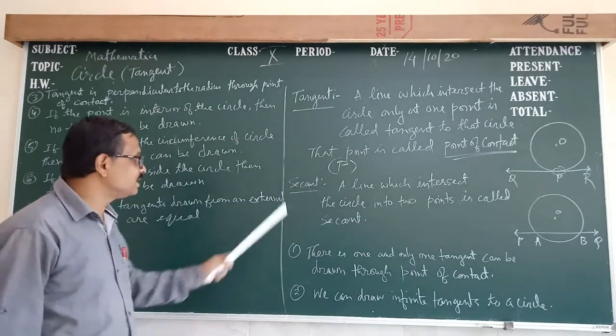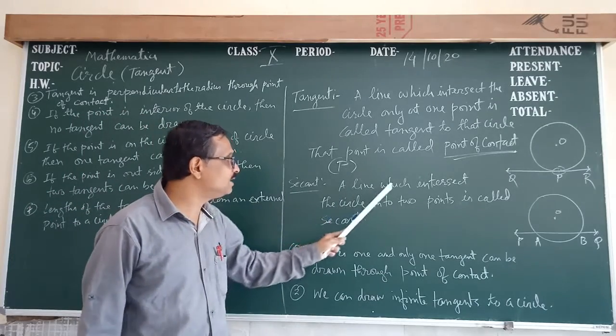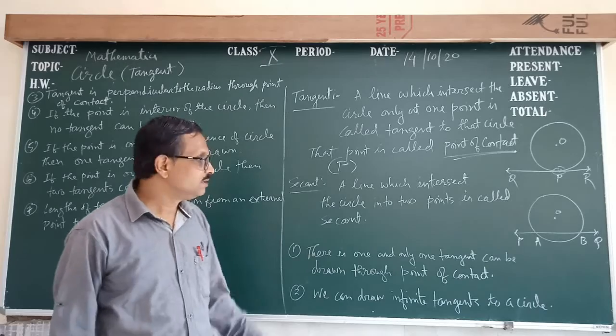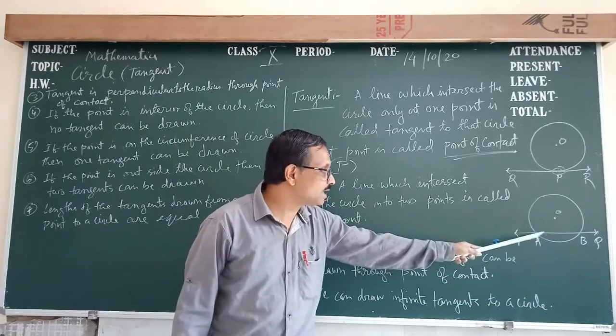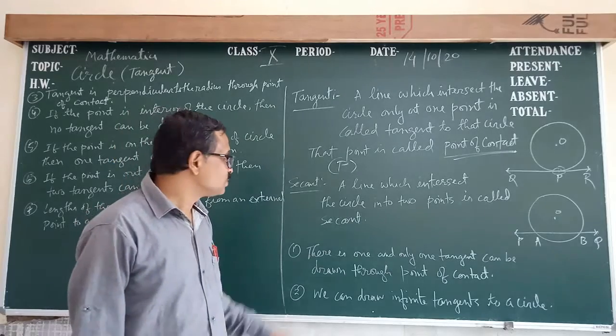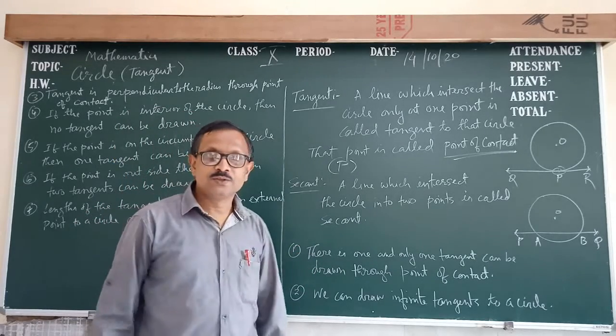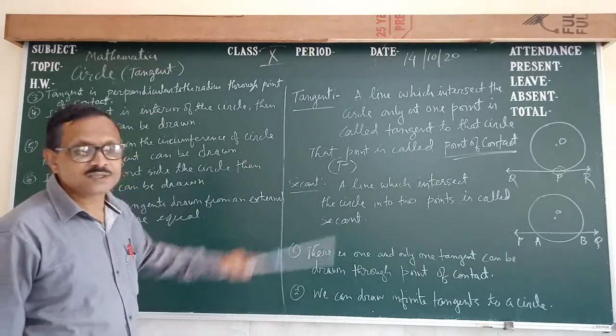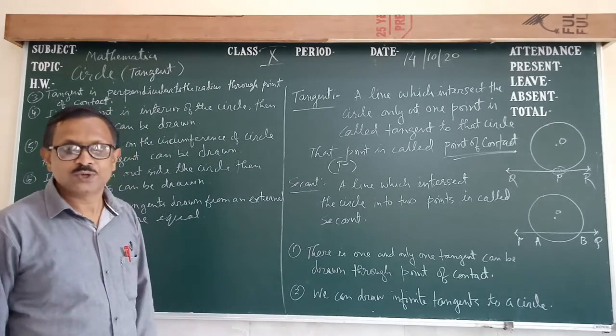Then the second, a secant. Second means a line which intersects the circle at 2 points. It is also a line, but it intersects the circle in 2 points, A and B. So it is called a secant. Then some properties are there. So what are the properties of tangents? That we will discuss today.